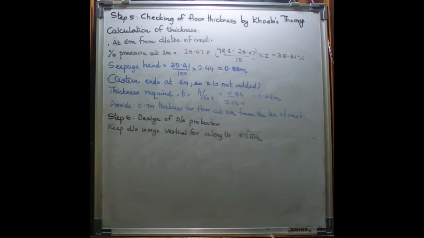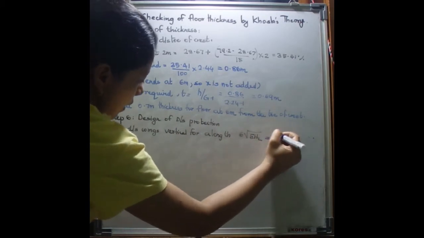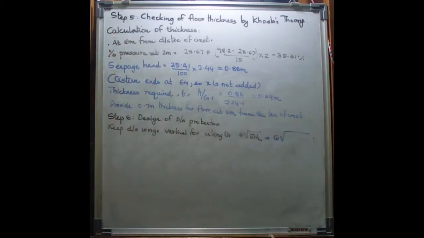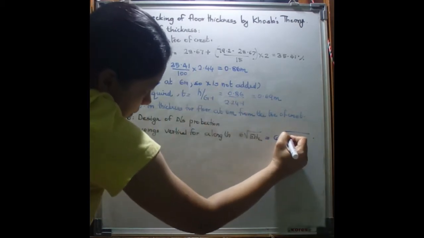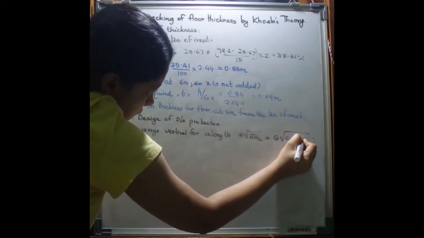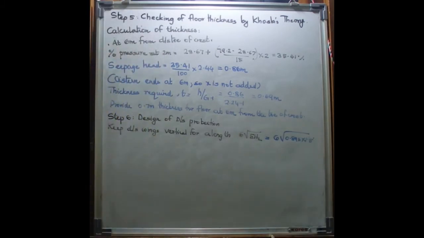6 root EHL will be 6 into root of 0.893 into 1.5.